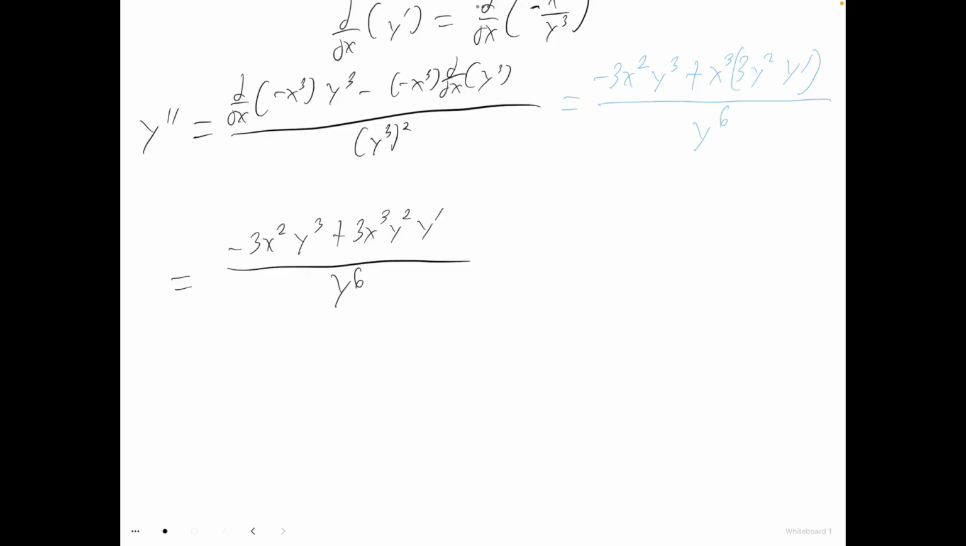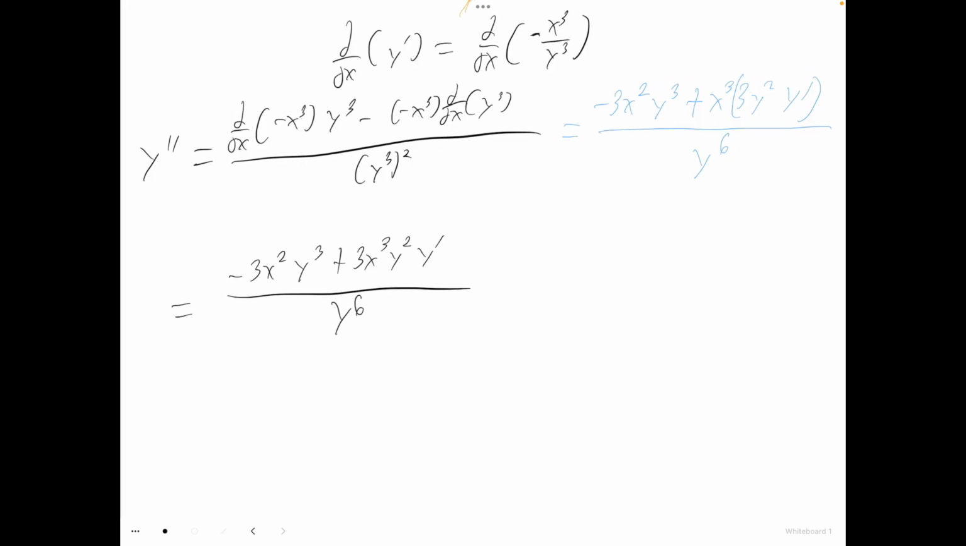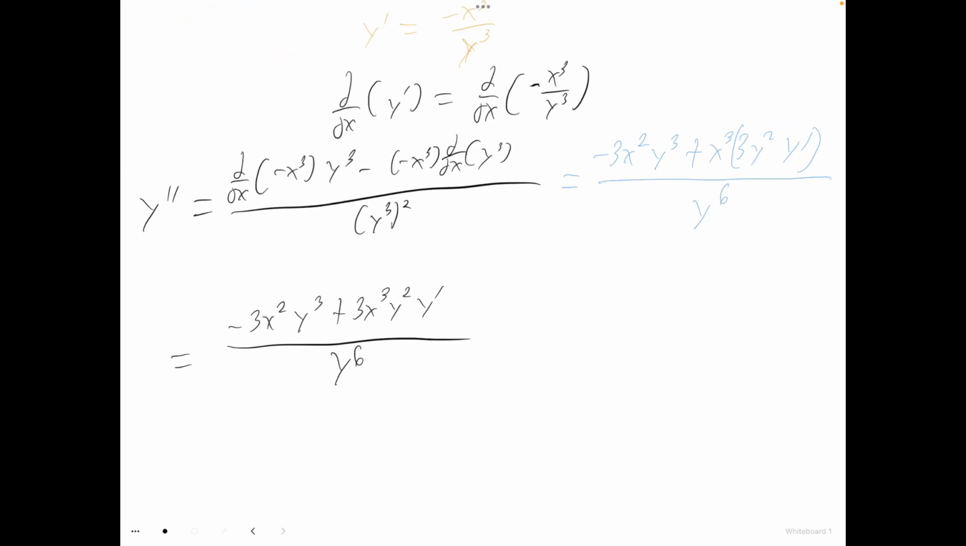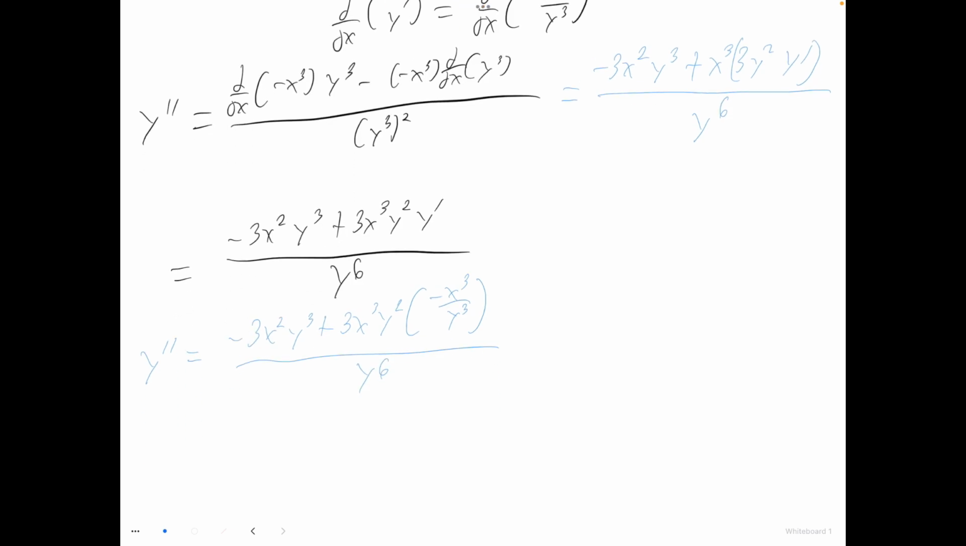So now at this point, we know what y prime is. Remember, y prime is that equation we found before. It's minus x cubed over y cubed. So we're going to plug that in. So the second derivative, y double prime, equals negative 3x squared y cubed plus 3x cubed y squared times y prime. Y prime is negative x cubed over y cubed, divided by y to the sixth.